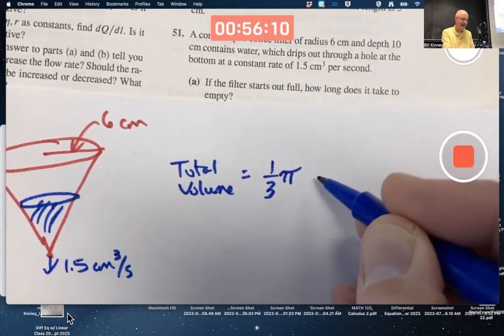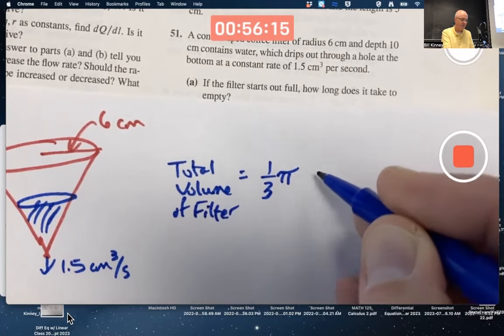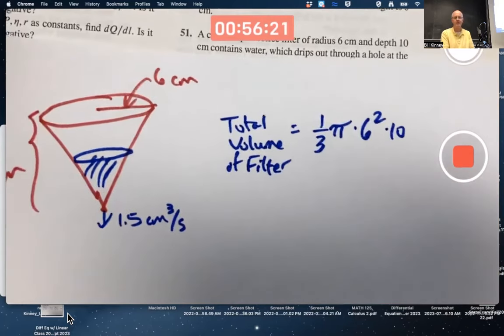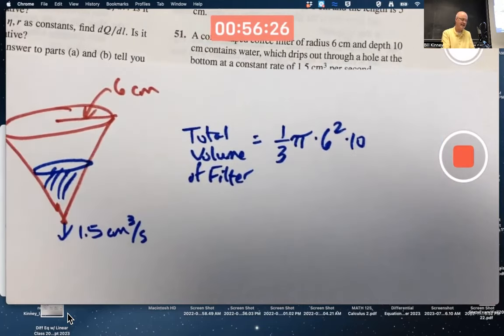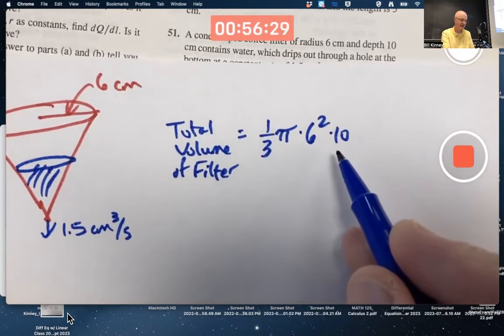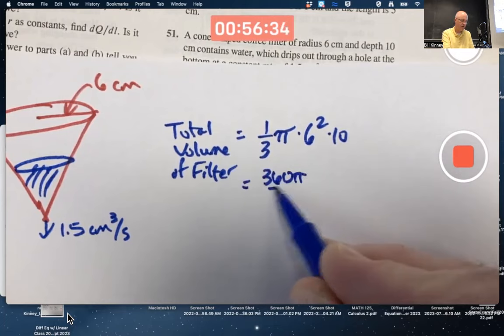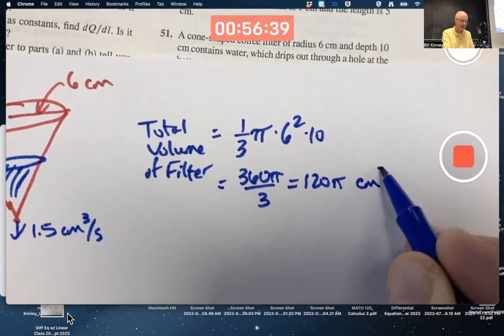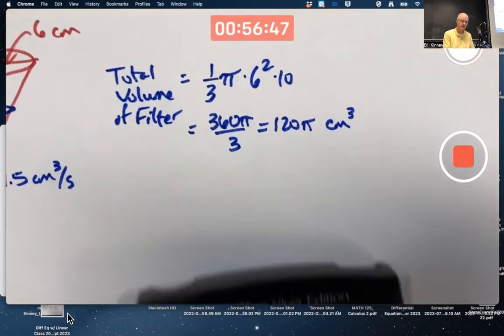1/3 pi. This is the volume of the filter itself. R squared would be 6 squared. H would be 10. Right? Radius of the filter is 6. Height is 10. 6 squared is 36. Times 10 is 360. This is 360 pi over 3. This simplifies to 120 pi cubic centimeters. Somewhere close to 400 cubic centimeters.